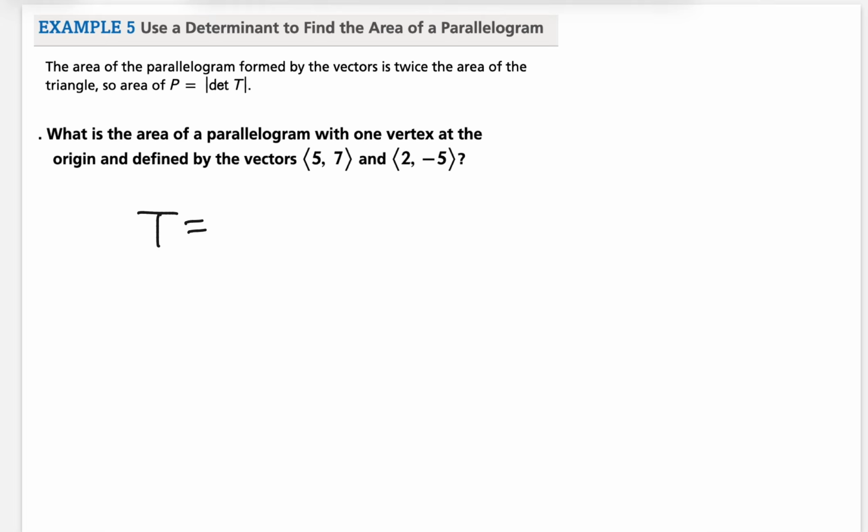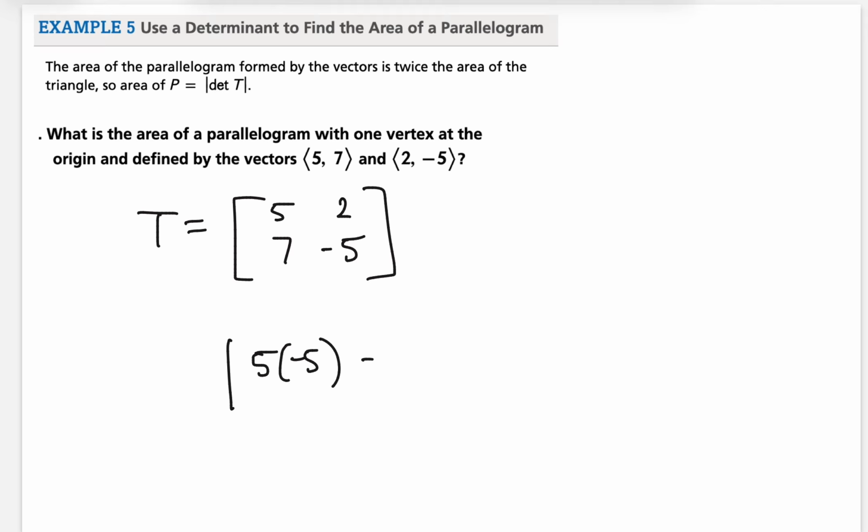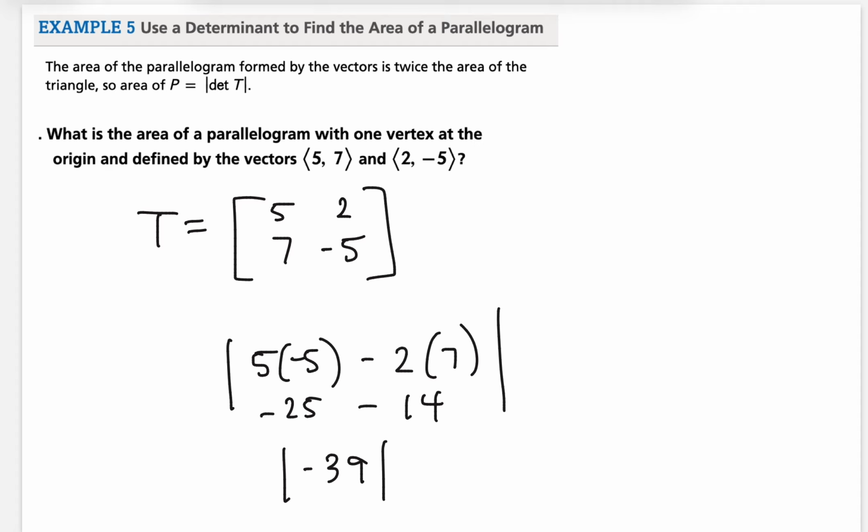Again, we're going to make a matrix T, which is 5, 7, 2, negative 5. And we can find the determinant of that. So we can do the absolute value here of 5 times negative 5 minus 2 times 7. So we get negative 25 minus 14, which is negative 39, but we're taking the absolute value because we also know that area is not going to be a negative value. So our area of our parallelogram would be 39 square units.